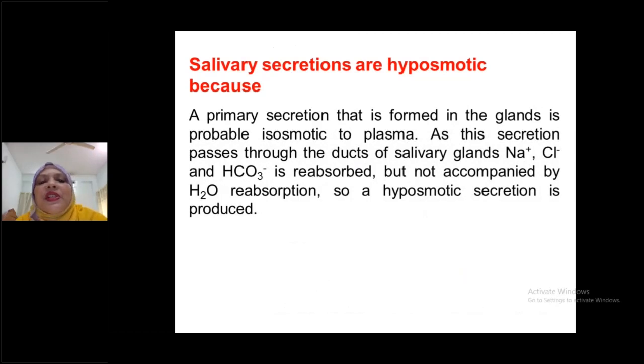Now, salivary secretions are hypoosmotic. All digestive juices are isoosmotic to plasma. Always remember this thing for MCQ purpose. All digestive secretions are isoosmotic to plasma except salivary secretion. These salivary secretions are hypoosmotic. Why? Because a primary secretion that is formed in the salivary gland is probably isosmotic to plasma. Primary secretion is isosmotic, but as this secretion passes through the ducts of the salivary glands, sodium, chloride, and bicarbonate are reabsorbed, but not accompanied by water reabsorption.